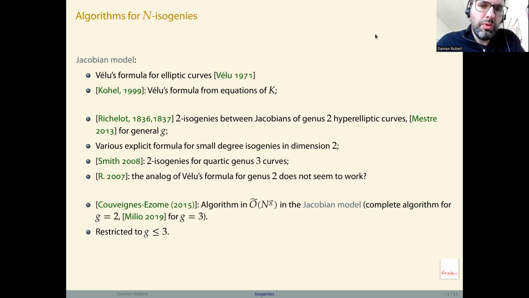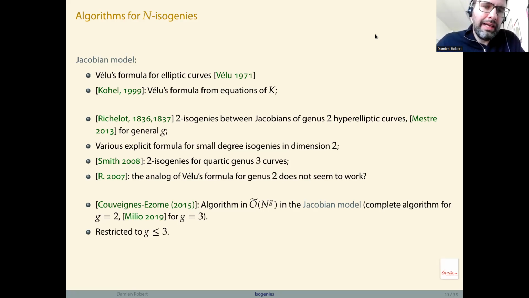In dimension 2, there are more explicit formulas for small degree isogenies. Ben extended this kind of formula for quartic genus 3 curves for two isogenies. And when I started my PhD, I tried the analog of Vélu's formula for genus 2, but it did not work. At the time, I could not understand why it did not work, but now I understand why, and I will explain it.